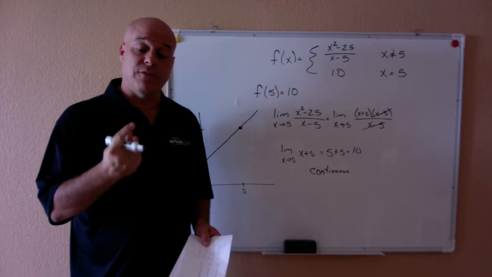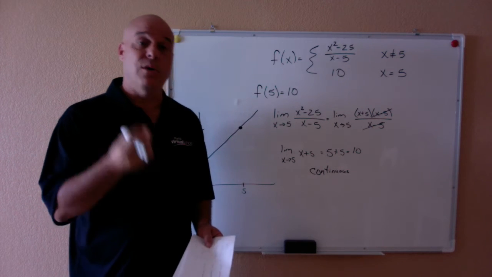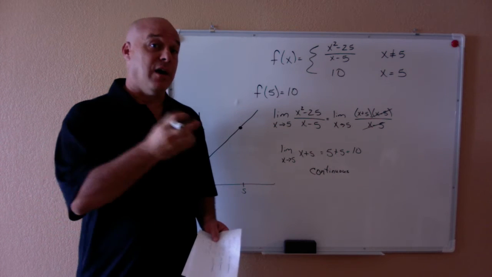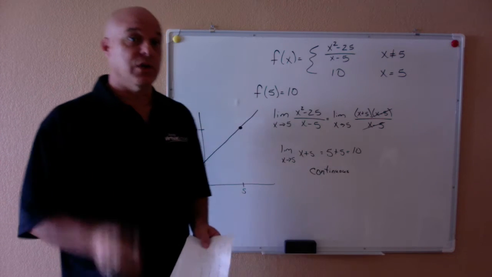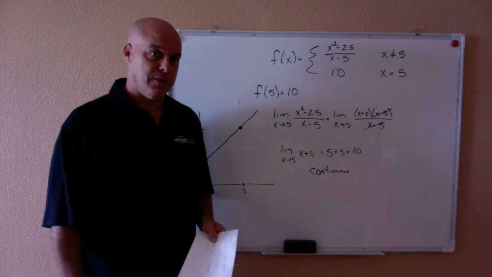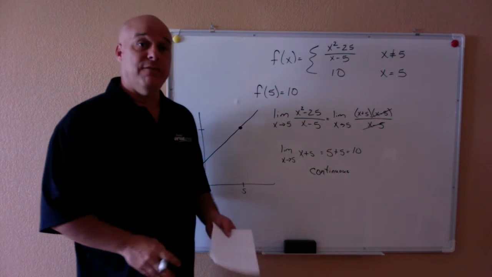You have to show that the function exists at that point. You have to show that the limit from the left at that point is equal to the limit from the right at that point. And then you have to show that the value of the limit is the same as the value of the function. If you can satisfy all three of those conditions, then you have a continuous function. Okay? Let's take a second and go back and look now at the intermediate value theorem.